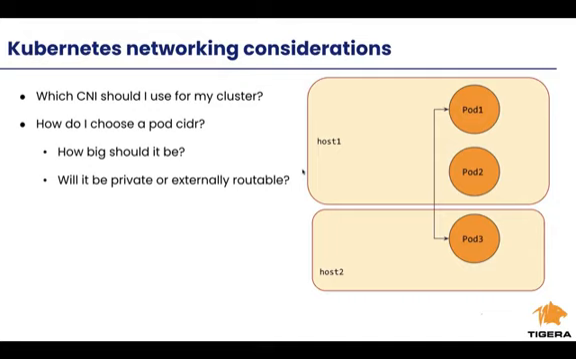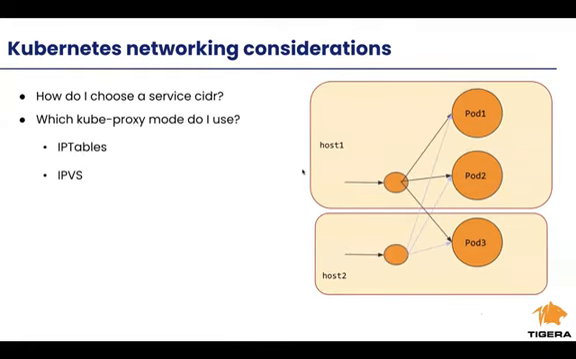And then you're going to want to decide, the network that I use for my pod, is this going to be private to the Kubernetes cluster, or is this going to be externally routable? Am I going to expose the pod network to the networking gear outside of the cluster, or will the pod IP addressing be private and only known to the nodes inside of the cluster?